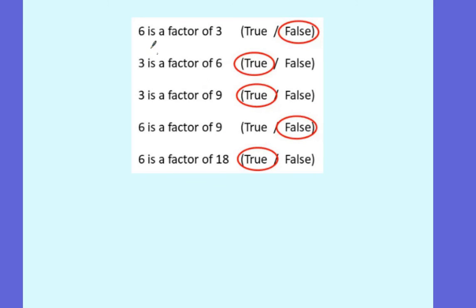Okay, these are the answers. 6 is not a factor of 3 because we cannot multiply 6 by a whole number to get 3. 3 is a factor of 6 though, because we can do 3 times 2 to give me 6. 3 times 3 would give me 9. 6 cannot be multiplied by a whole number to give me 9, but 6 times 3 can give me 18.